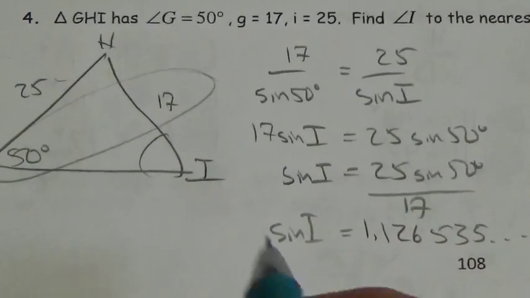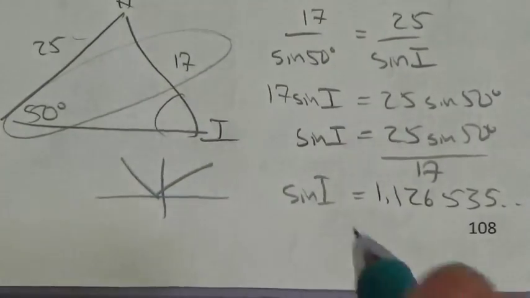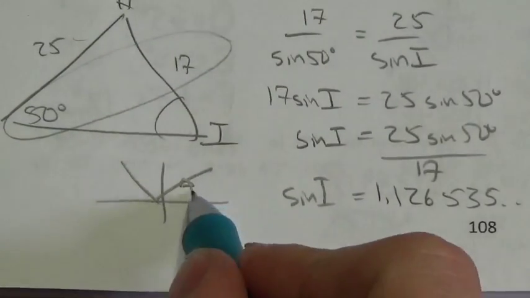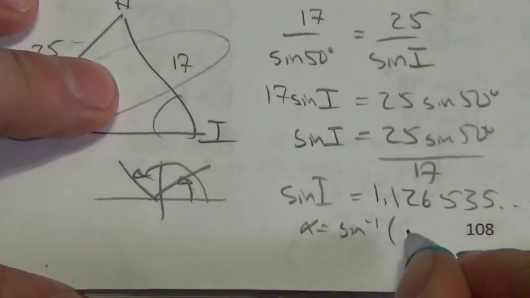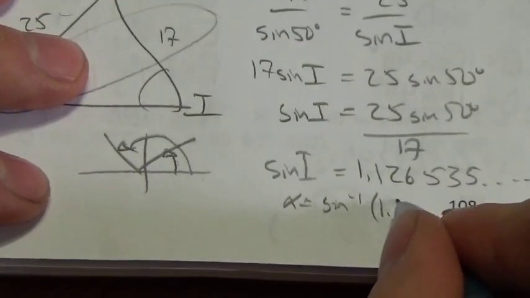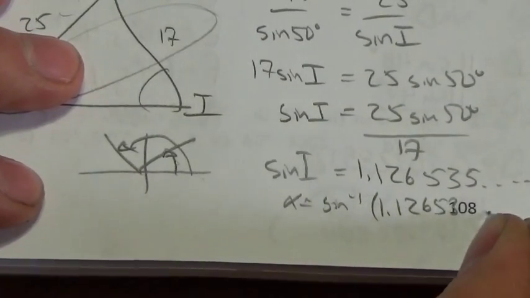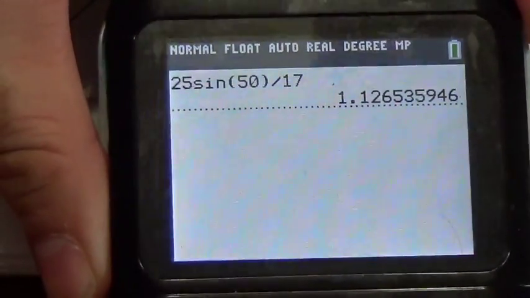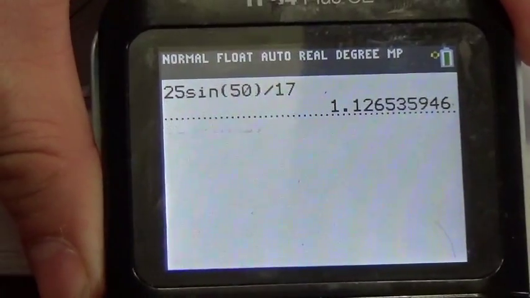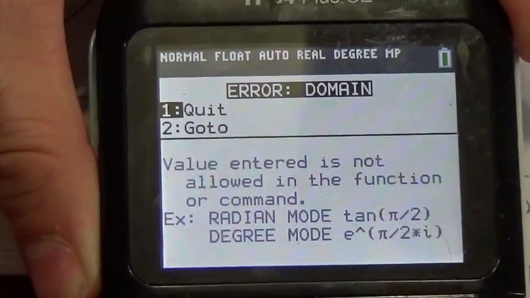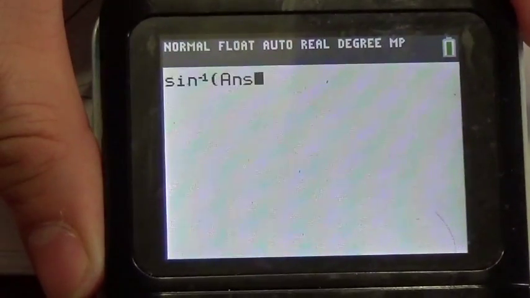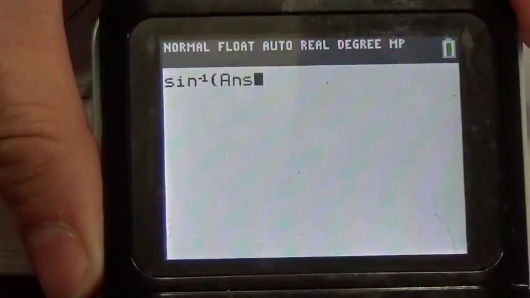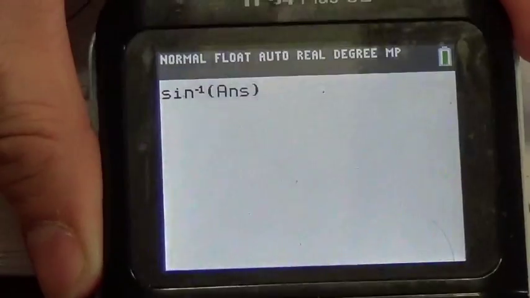Okay, so that could happen in quadrants 1 or 2. So I'm either looking for the acute angle or the obtuse angle. But really what I've got to do here is use my calculator and the inverse sine of 1.12653 and so on, because I've got to get what that reference angle is. Oh, well that's interesting, isn't that? The problem is I can't do that. Okay, I'm going to go back here a little bit.